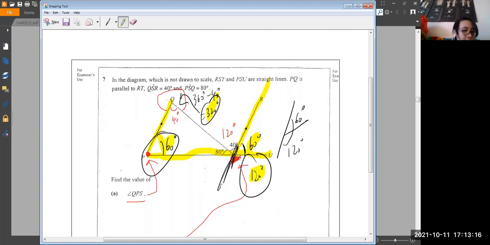Are you correct or wrong? The last one I got wrong. Why? How come? I thought this is pretty easy. If you get this 40, so reflex means the outside one. How do you find outside one? One round is 360 minus the inside, right? Then how come you are wrong?